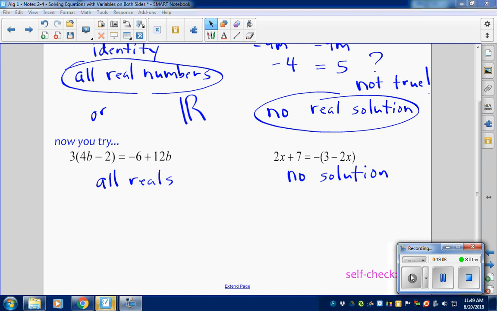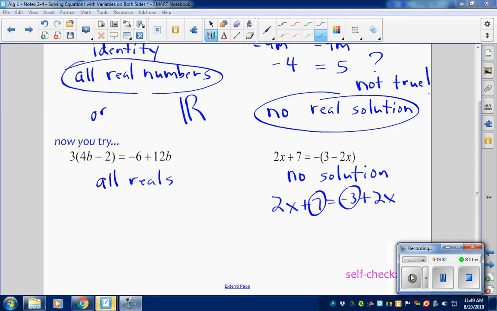So check those. The first one should have been all reals. They match perfectly after you distribute. And then the second one was no solution. Once you distribute that negative sign, right here you get negative 3 plus 2x. I'll show you what it looks like here. Because the 2x's would cancel out, there's no way these are going to be equivalent. The 2x's would cancel out, you'd have 7 equals negative 3, which is nonsense. So that's no solution.